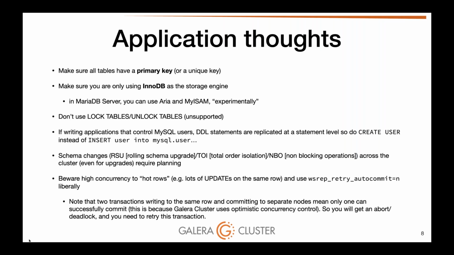And then, of course, I have to also caution you about this hot row problem. So if you have a lot of updates on the same row, for example you're running a queue or you're trying to run a counter, this can definitely be a bit of an issue. If two transactions write to the same row and commit on separate nodes, only one can successfully commit. So you will get an abort or a deadlock, and you need to retry the transaction. So you can, of course, try the retry autocommit.